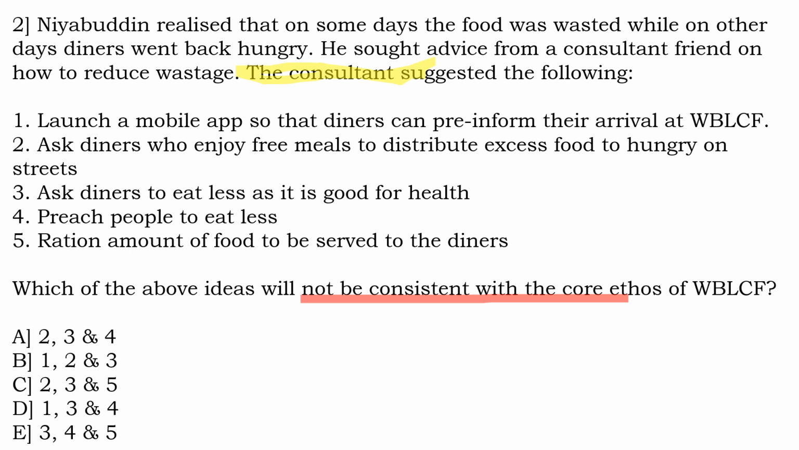Option 5, ration the amount of food to be served to the diners, means you reduce the amount of food that is served to the diner. It is against the principles of Niyamuddin, because as per his principle, nobody should be going hungry. When you ration the amount, when you give them only a fixed amount, some persons will not be satisfied with the amount of food they get, so they will be going hungry. So this is not consistent with the ethics of WBLCF. So 3, 4, and 5 will be the statements which are inconsistent with the ethics of WBLCF. So option E will be your answer.